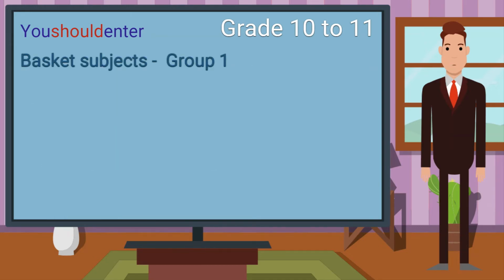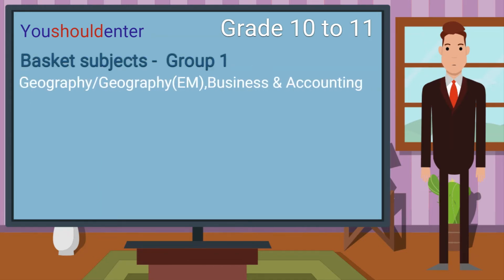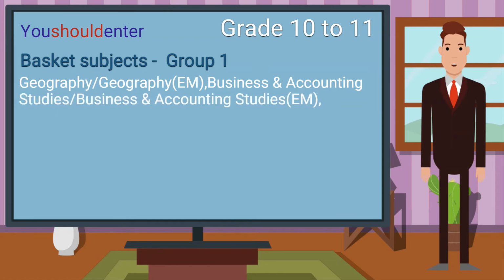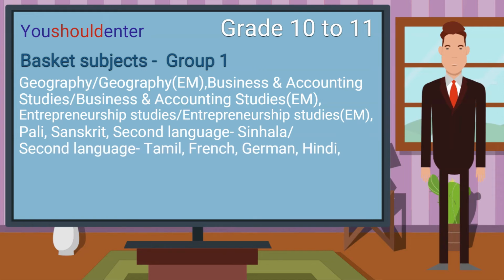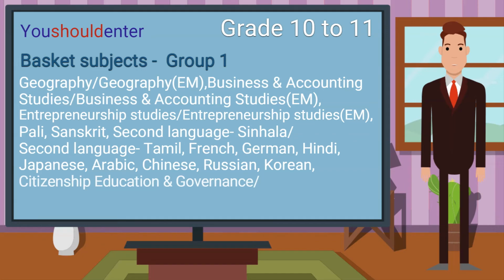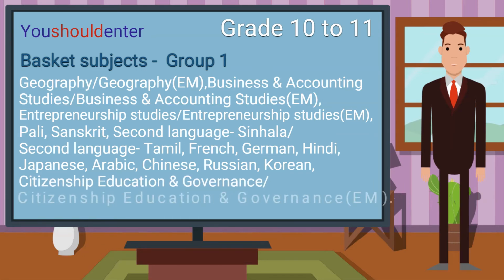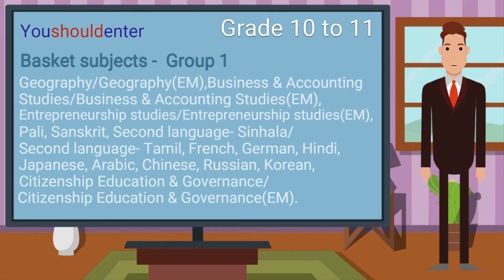Basket subjects Group 1: Geography or Geography EM, Business and Accounting Studies, or Business and Accounting Studies EM, Entrepreneurship Studies, or Entrepreneurship Studies EM, Pali, Sanskrit, second language Sinhala, or second language Tamil, French, German, Hindi, Japanese, Arabic, Chinese, Russian, Korean, Citizenship Education and Governance, or Citizenship Education and Governance EM.